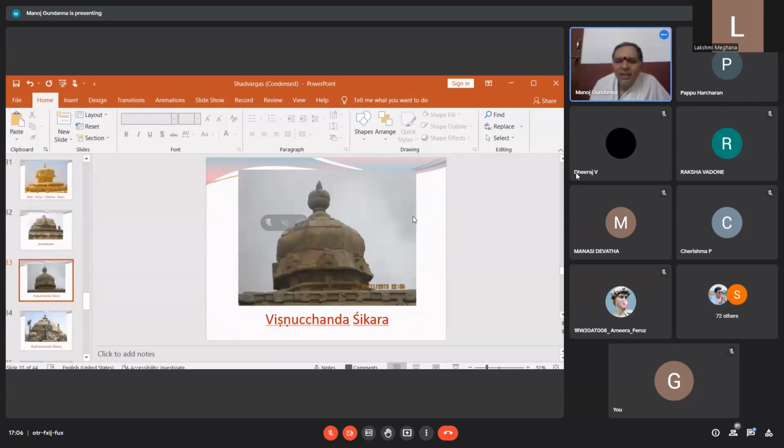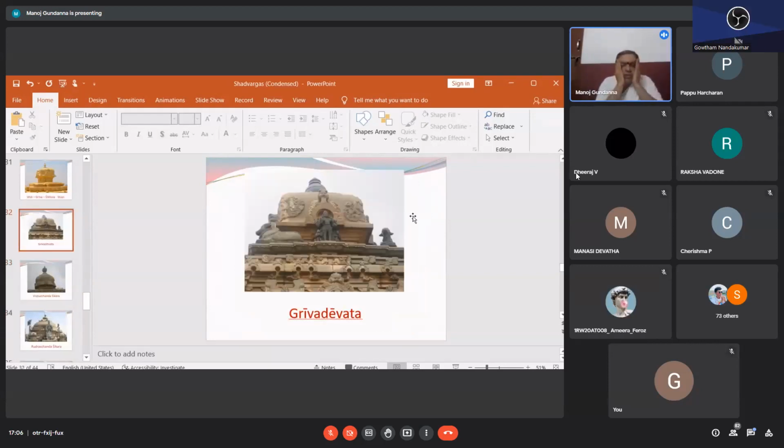And there is another utilitarian purpose for this also. Suppose you don't know to which creed this temple belongs. Outside itself, if you find a sculpture of some Shiva devotee or Shiva himself, something like that, then you can conclude that this is a Shiva temple or a Vaishnava temple. The creed can be identified.